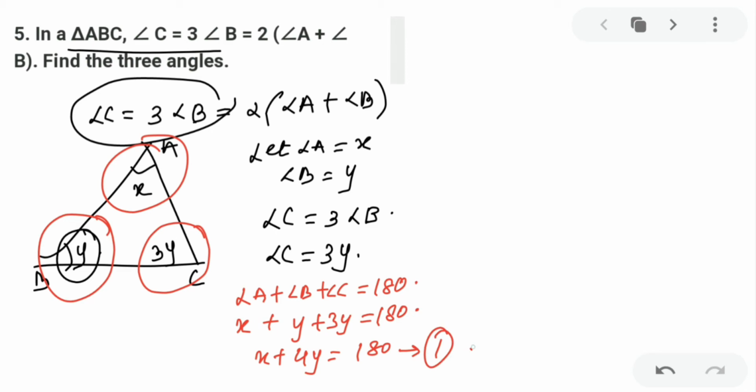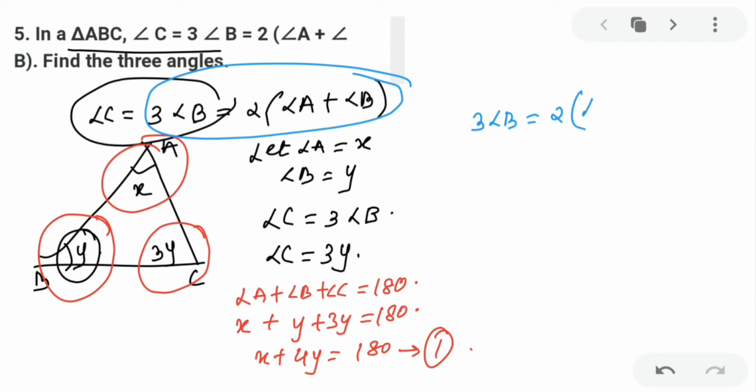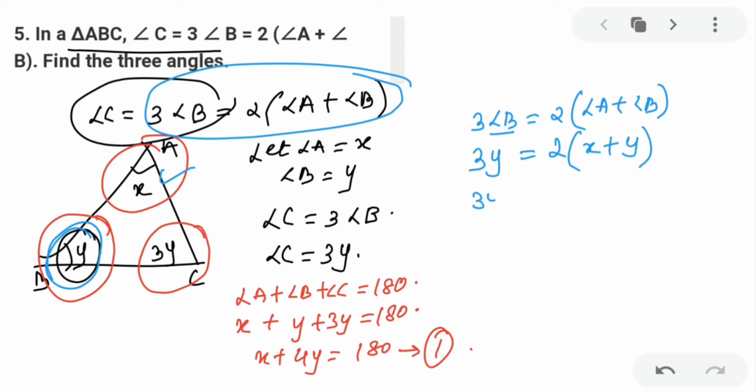Now, what about equation number 2? Let's see what we can make of equation 2. This part says thrice angle B is equal to twice angle A plus angle B. Thrice angle B you have taken as y, so write 3y here. Twice angle A is x, write 2x here. Angle B is y. So you will get 3y is equal to 2x plus 2y.